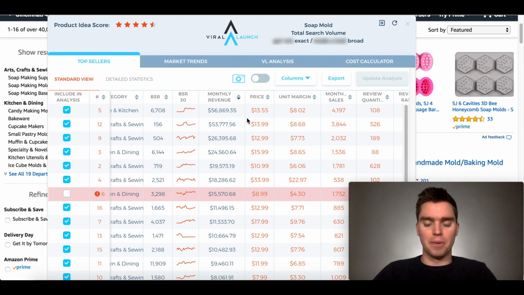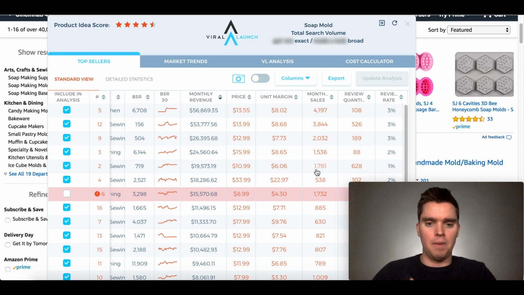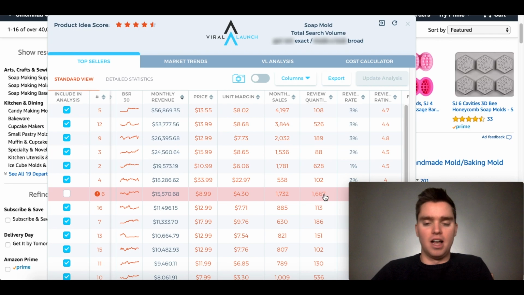I had no idea there's so much demand for a silicone soap mold, right? And that's why data is so important. It's a lot of times counterintuitive. Average price point, a little bit low, but still doable, especially with the revenue, there's so much volume. So this kind of checks both boxes in my mind in terms of there's a good amount of demand, a decent price point. Yeah, a little bit competitive, definitely too competitive for me specifically.